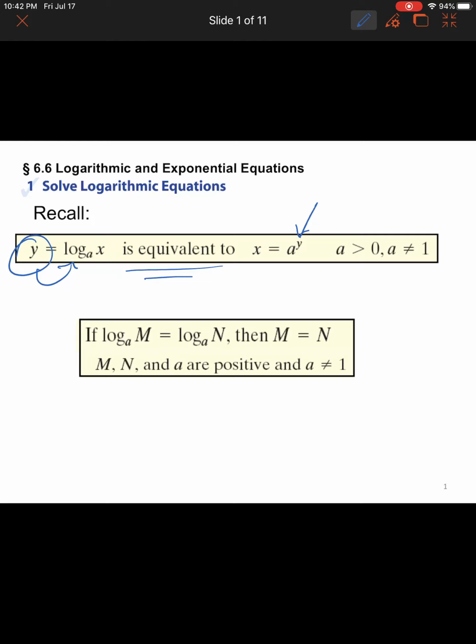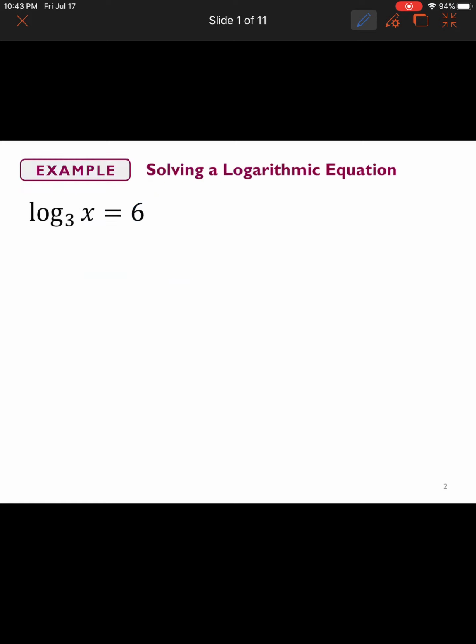That's all that is. And then it has this quick little corollary or theorem or whatever you want to call it. Basically it says if log base a of m equals log base a of n, the only way that can be true is if m and n equal each other. If all of this is the exact same, the only way this equal sign can hold true is if m and n equal each other. Alright, let's get rolling into some examples.